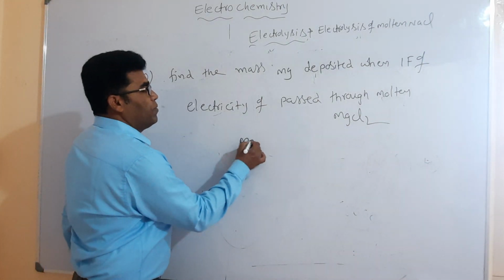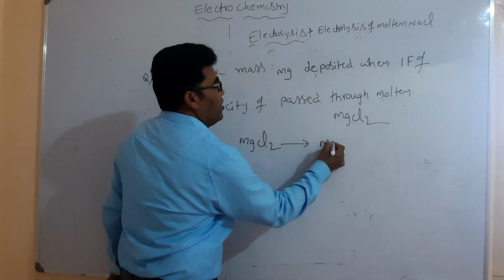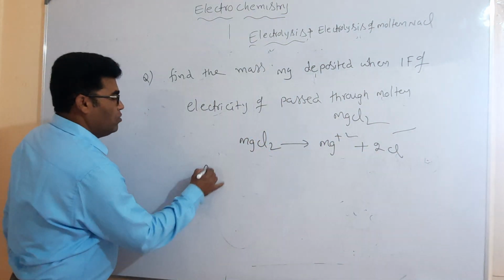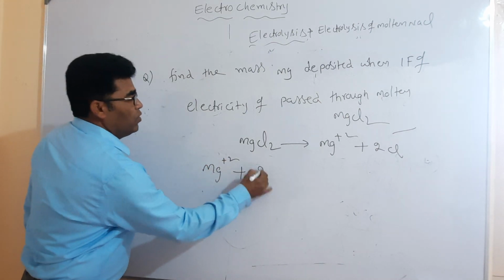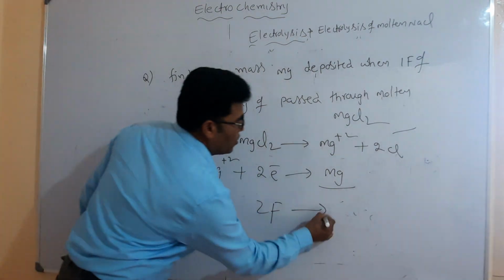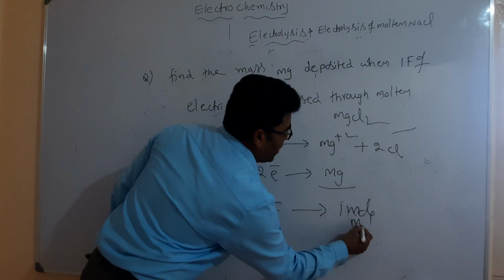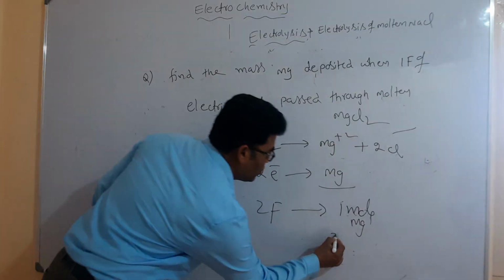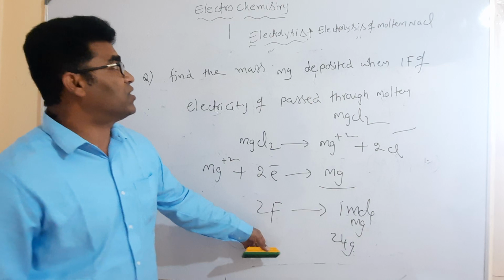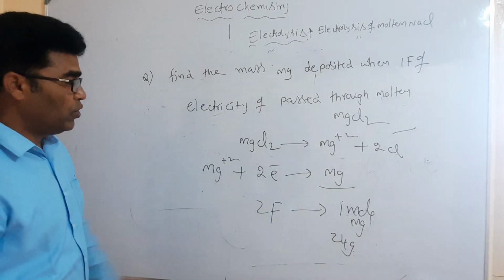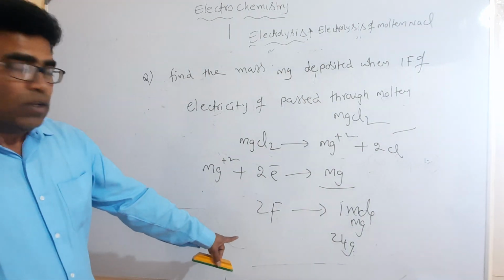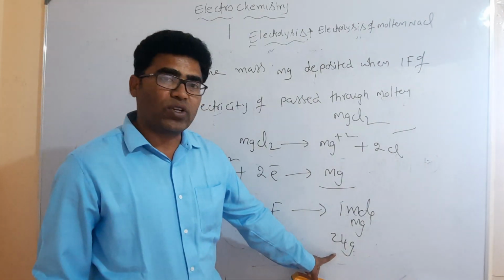So how does it split up? What is the ionization reaction? MgCl2 gives Mg2+ plus 2 Cl minus. Now Mg2+ needs 2 Faradays for 1 mole magnesium. 1 mole magnesium means 24 grams, and 2 Faradays means 2 into 96,500 coulombs. So 2 Faradays, 24 gram deposited.